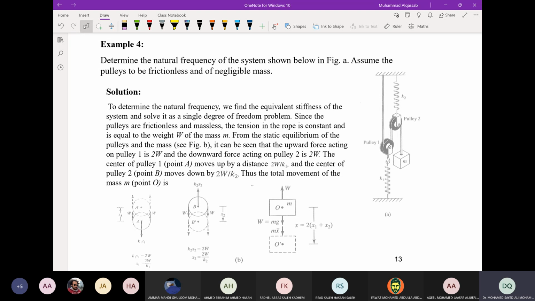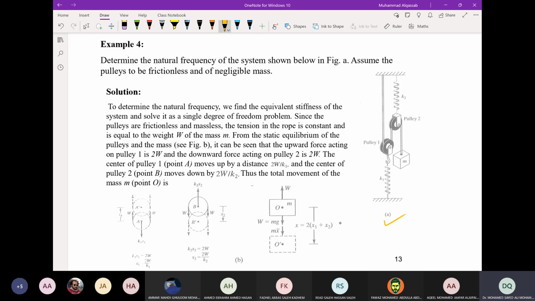Okay, determine the natural frequency of the system shown below in figure A. Assume the pulleys to be frictionless and of negligible mass. Okay, so this assumption is important because this will reduce the system to a single degree of freedom system.